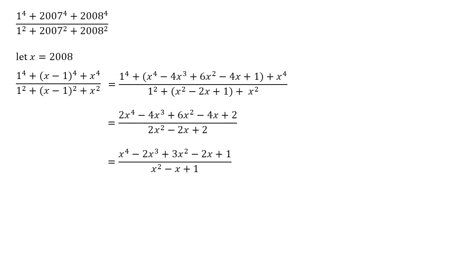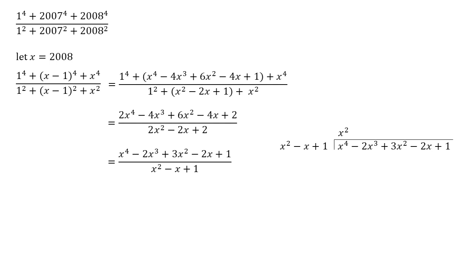We've got an algebraic fraction now, so let's do some long division and see if we can simplify this. We're going to divide x squared minus x plus 1 into x to the 4 minus 2x cubed plus 3x squared minus 2x plus 1. To do this, we compare the first terms of each expression. So x squared will go into x to the 4 another x squared times.